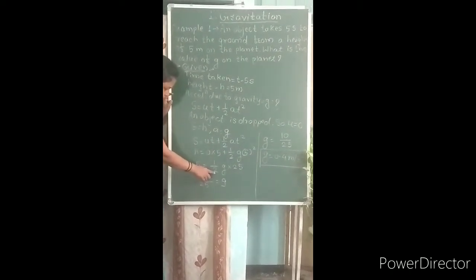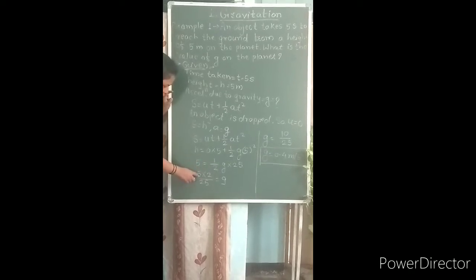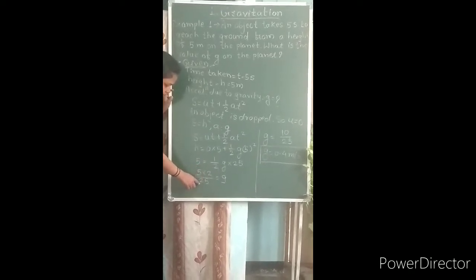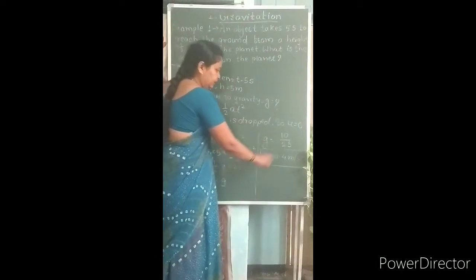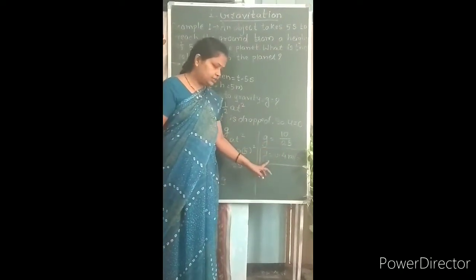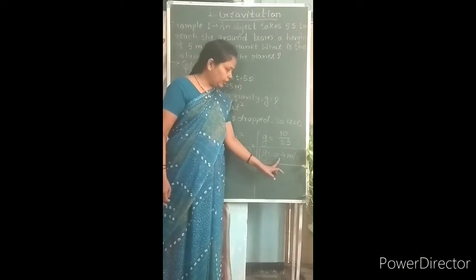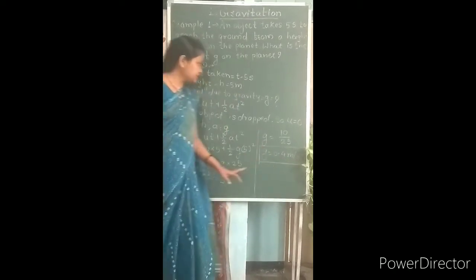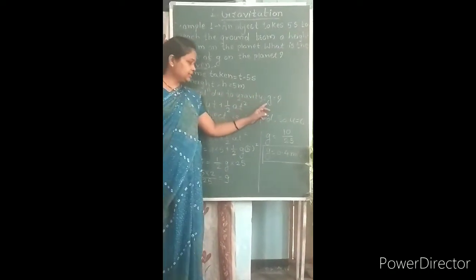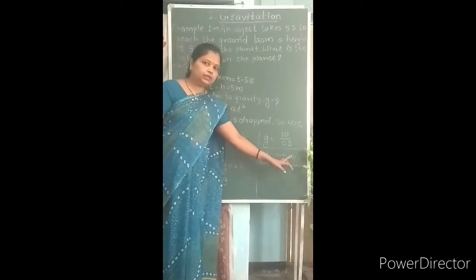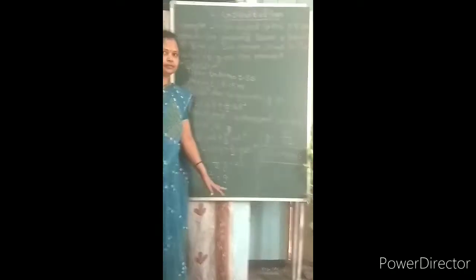These two multiply, so 5 into 2 divided by 25 is equal to g, that is g is equal to 10 divided by 25, and so g is equal to 0.4 meter per second square. That is the acceleration due to gravity, g is equal to 0.4 meter per second square.